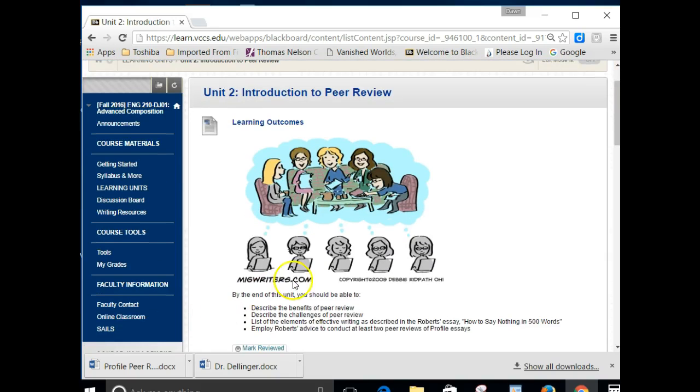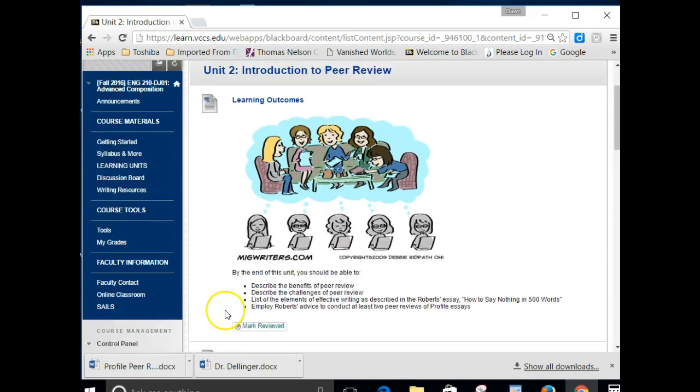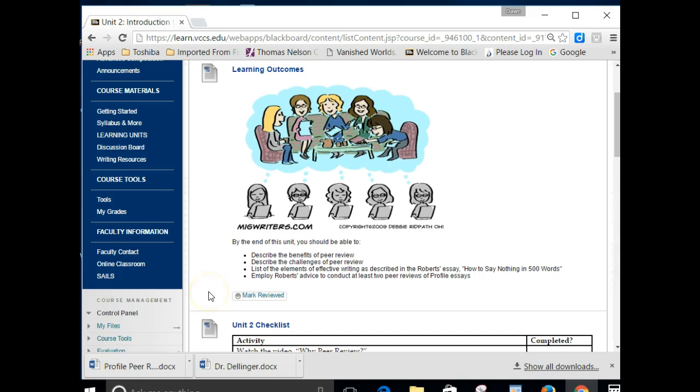So the first thing you want to do is look at the learning outcomes. These are the expectations of what you should be able to do by the time you complete this learning unit. So you should be able to describe the benefits of peer review, describe the challenges of peer review, list the elements of effective writing as described in the Roberts essay, How to Say Nothing in 500 Words, and then employ Roberts' advice to conduct at least 2 peer reviews of profile essays.